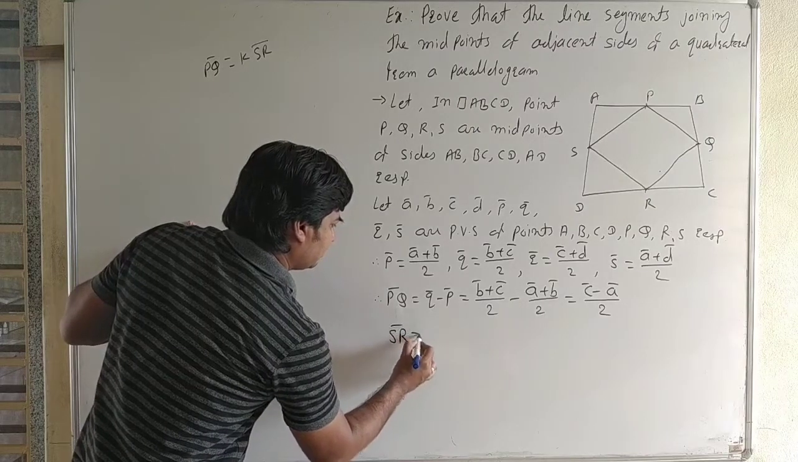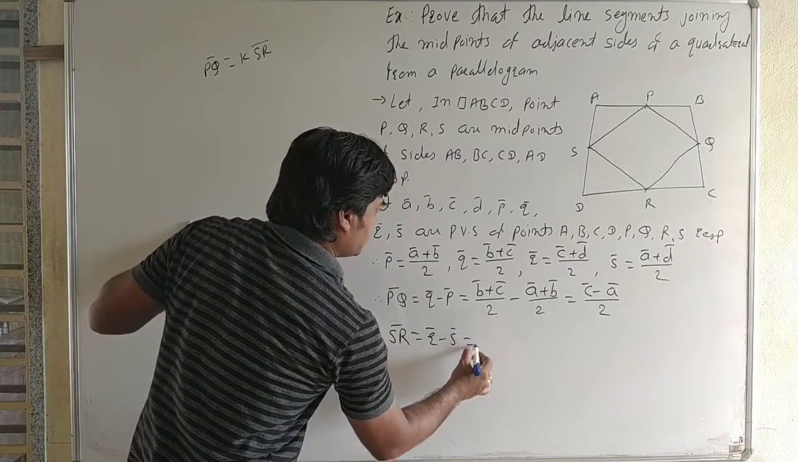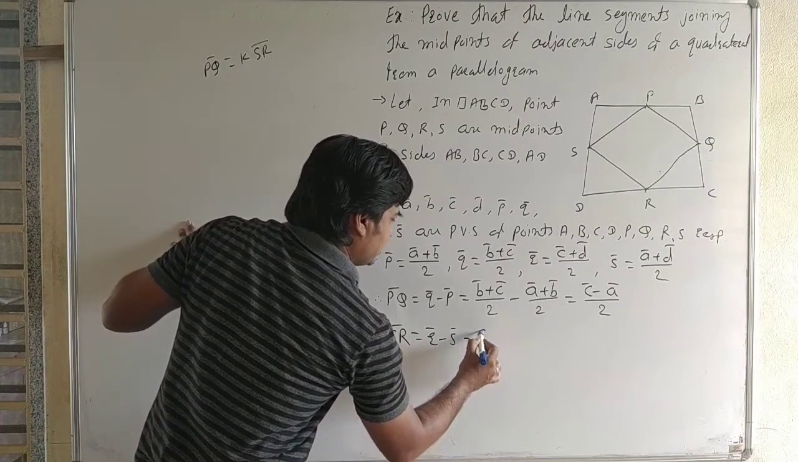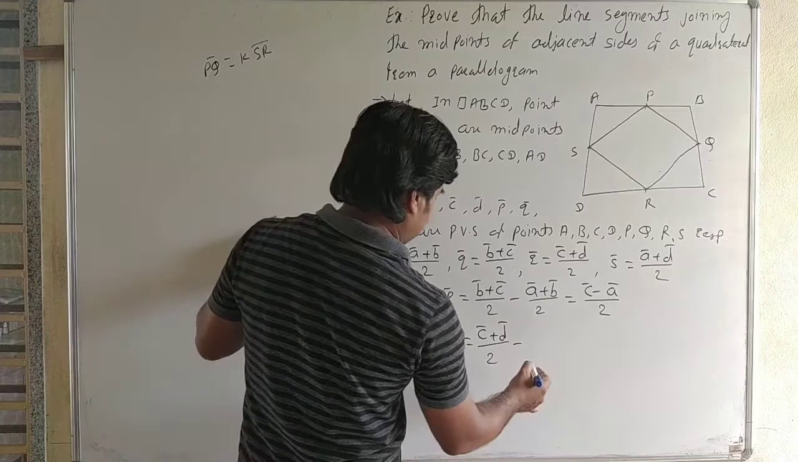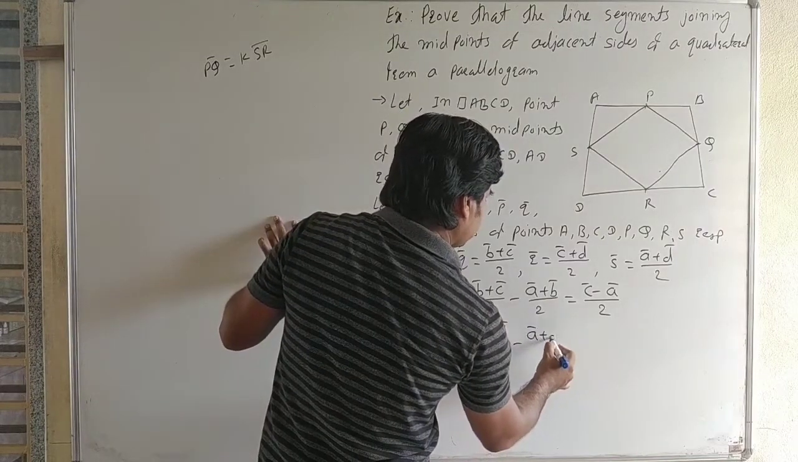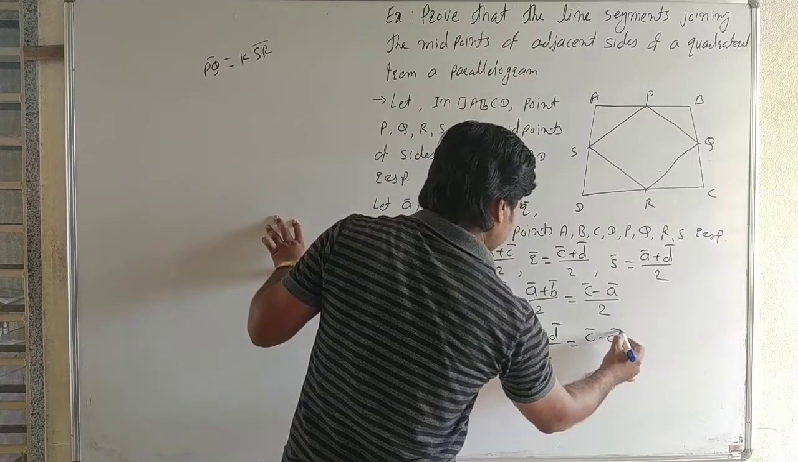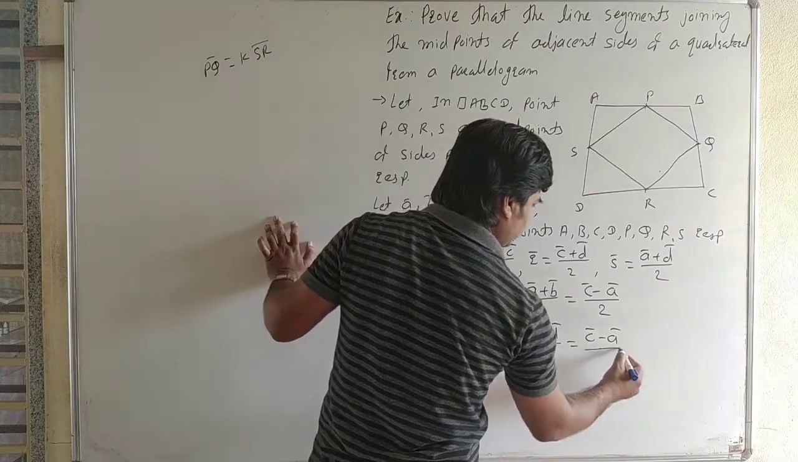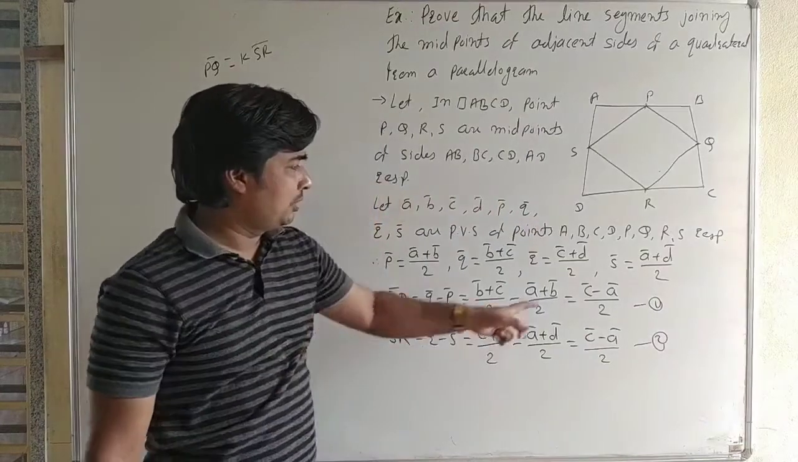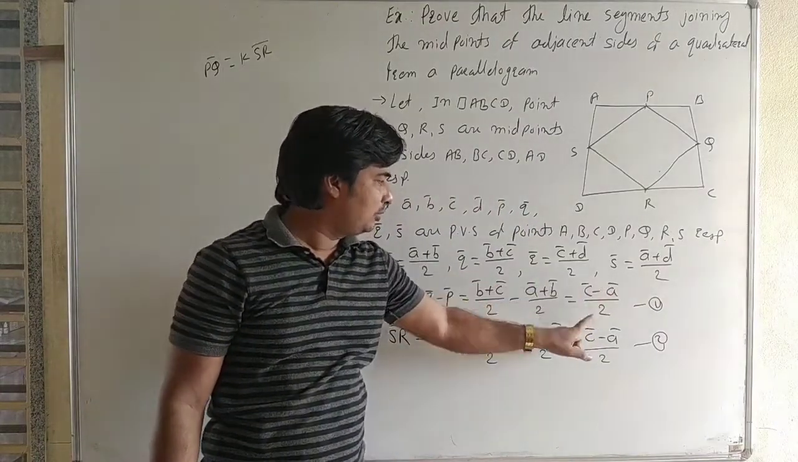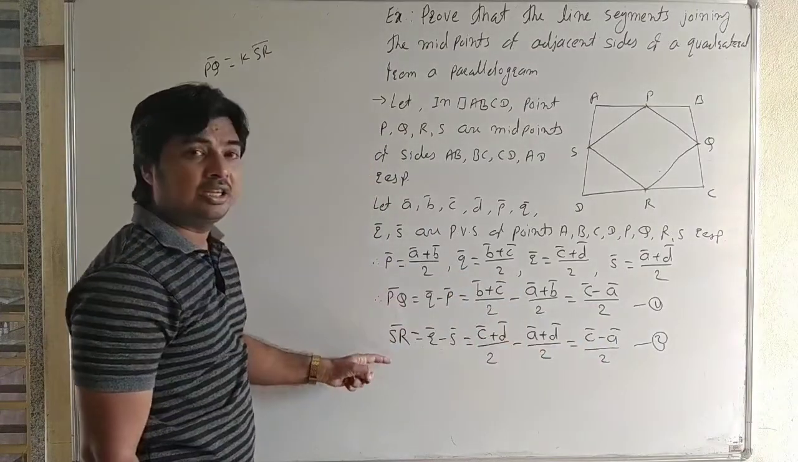Then vector SR is r bar minus s bar. R bar is c bar plus d bar upon 2 minus s bar, a bar plus d bar upon 2, and then again it is c bar minus a bar upon 2, d bar gets cancelled. Okay, then it is equation number 1 and equation number 2. PQ represents c bar minus a bar upon 2, that is vector AC upon 2. SR is c bar minus a bar upon 2, that means these two vectors are equal.